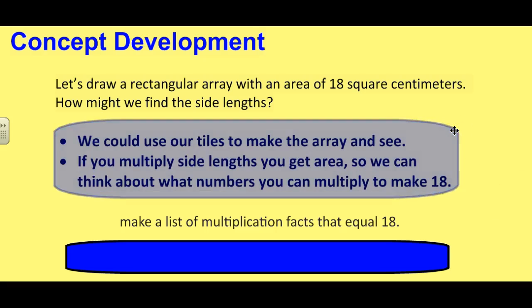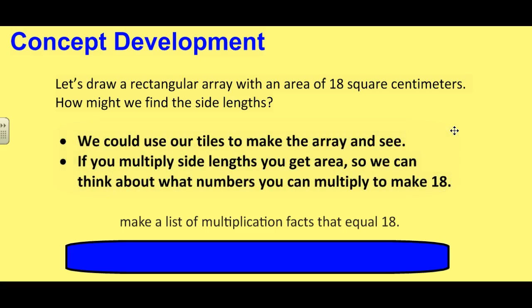Well, we know that we could use our tiles to make the array and see. If we just got out 18 tiles, we could make some different rectangles to see what the side lengths could be. We could also multiply side lengths and you get area, so we can think about what numbers we multiply together to make 18. So on your board, I want you to make a list of all of the multiplication facts that would give us 18. So what times what equals 18?